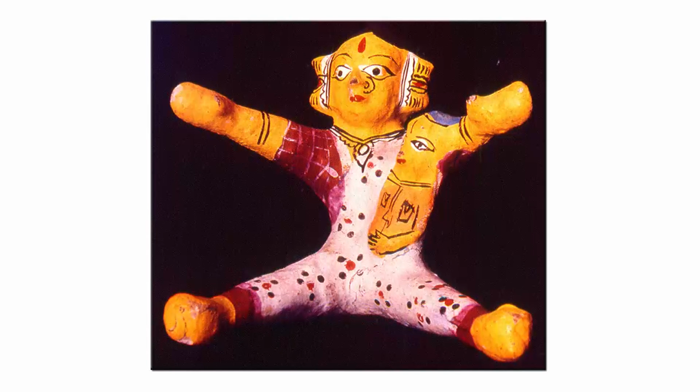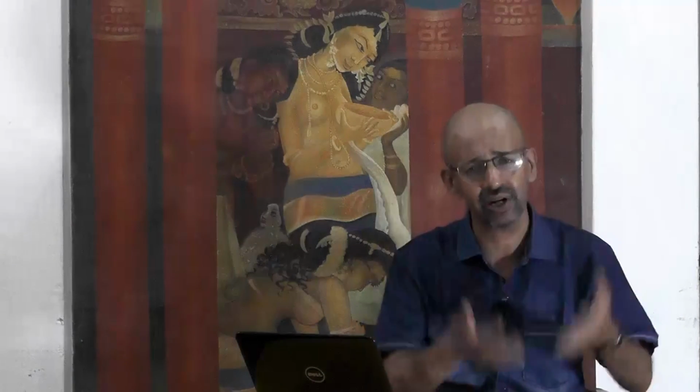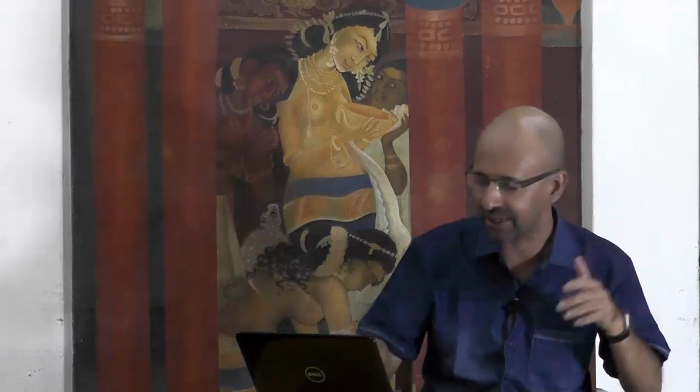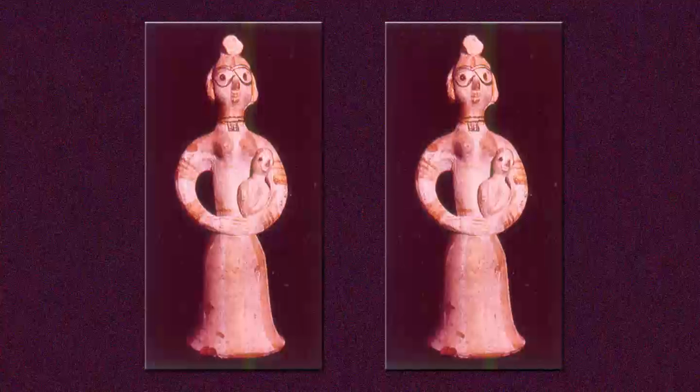For example, this very simple toy of a mother and child. We do not really need to know when this particular toy was made, because this could be made now, this could be made even 10 years back, this could be made even 200 years back, because this particular form and the culture that produces it, they do not adhere to any specific dynasty, hence they do not follow any specific time bracket.